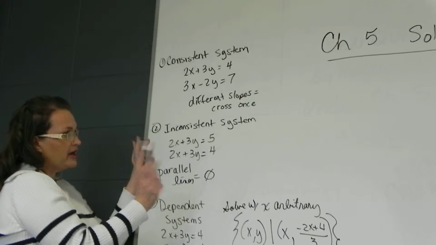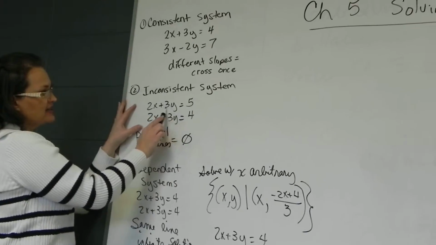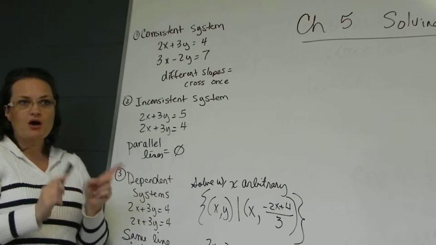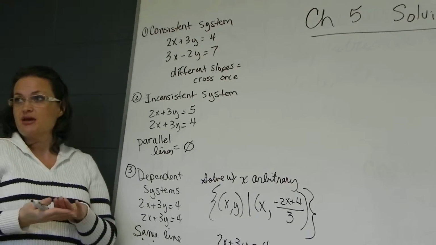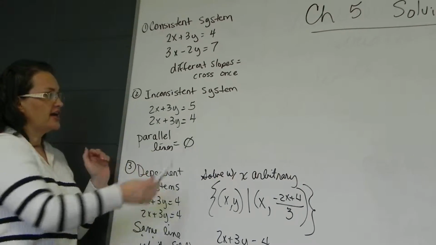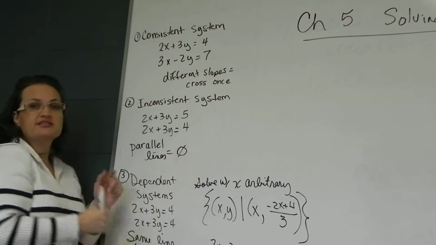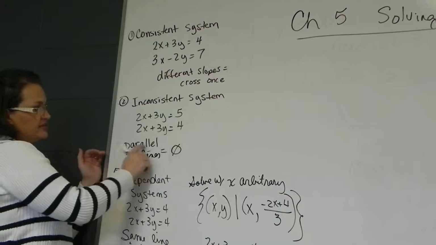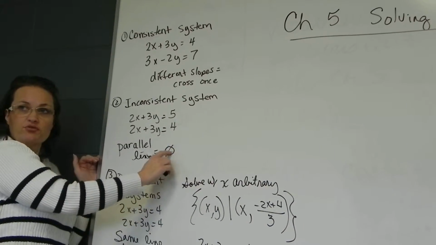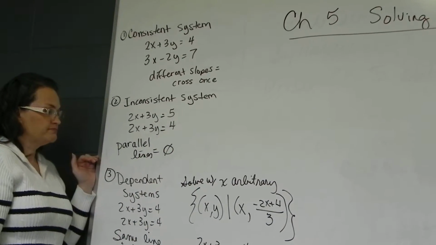Inconsistent systems are parallel lines. So they have the same xy ratio. If you would solve for y, you would see in the mx plus b form that the slopes are the same, but you have different constants, therefore making them unique lines. So parallel lines have the same slope and therefore never cross, so no solution.